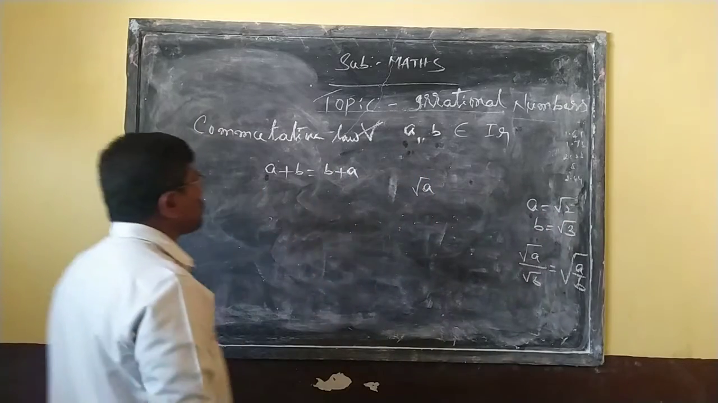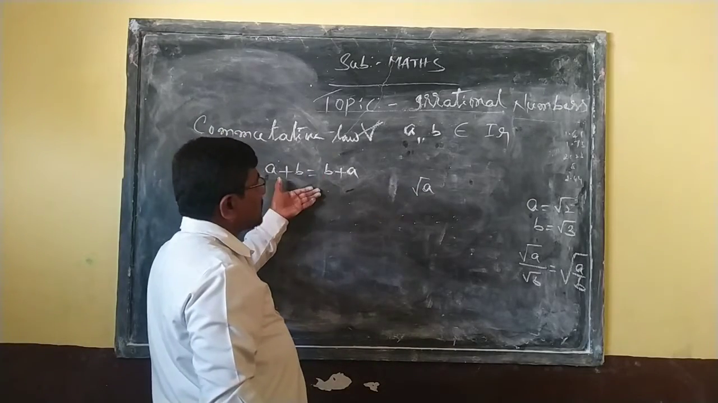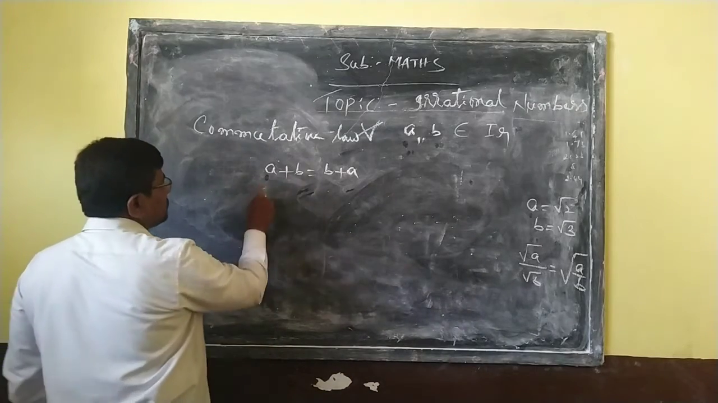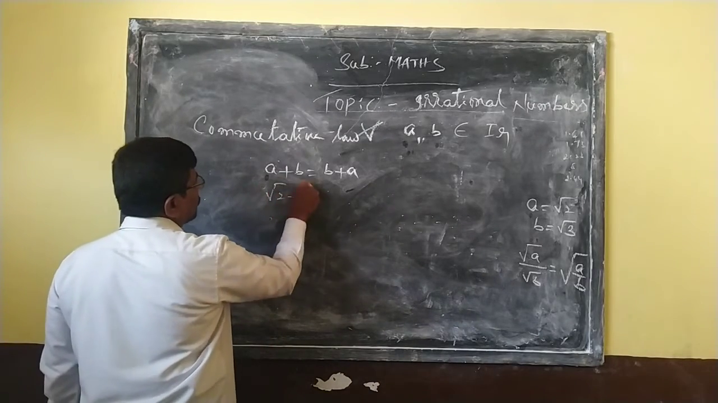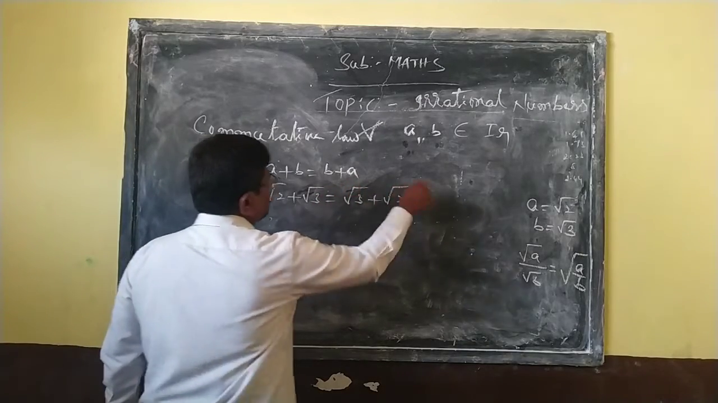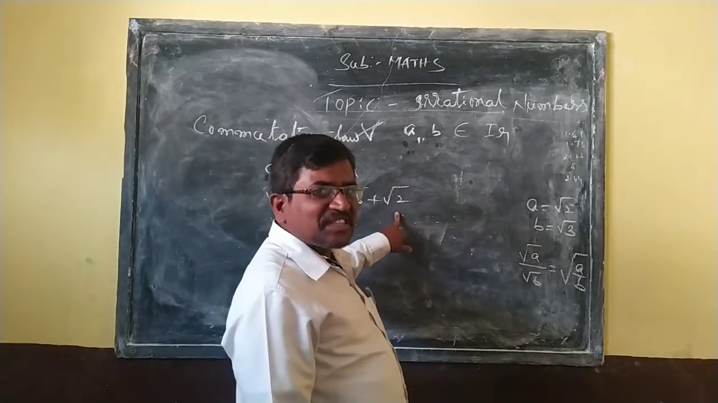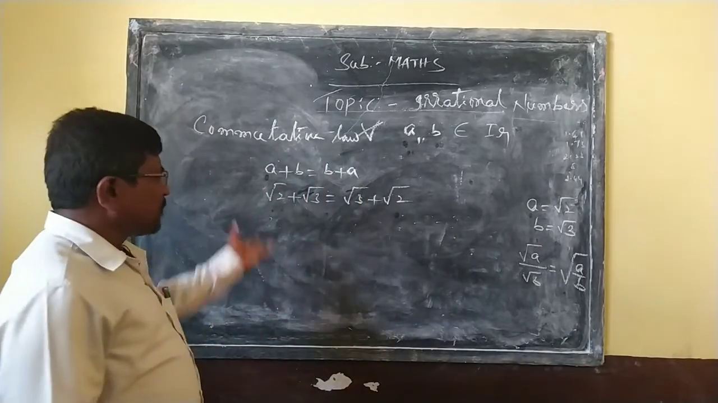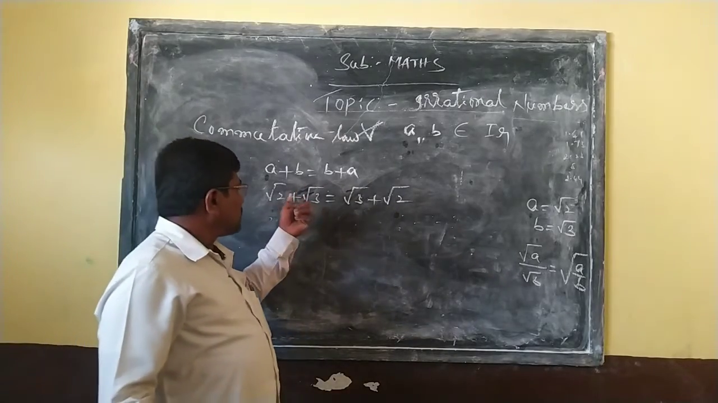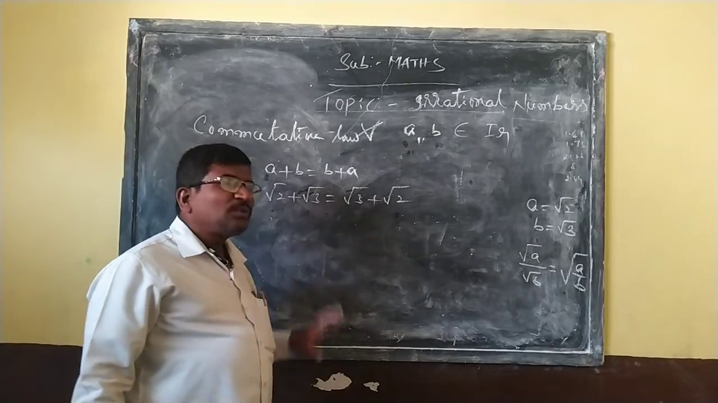Clear, students? Very important. Sometimes a question will be arising like this. A plus B is equal to B plus A. Yes, you can write this, it is correct. Don't confuse it. So root 2 plus root 3 is equal to root 3 plus root 2. If you want to simplify, as I said, root 2 is 1.41 and root 3 is 1.73. So you can add, LHS is equal to RHS.